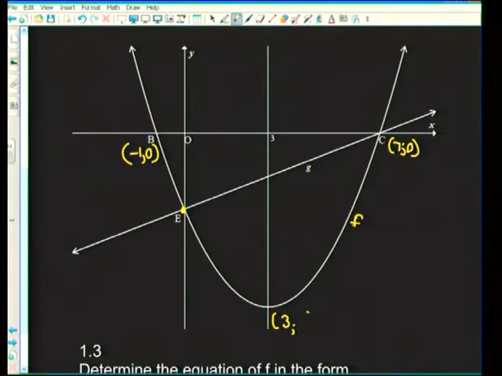The second one is if we know the turning point and one other point. In this case, we don't know the turning point. We do know another point, but we don't know the turning point. All we know about it is that it will be 3 something, but who knows what the something is at this stage? We don't know.